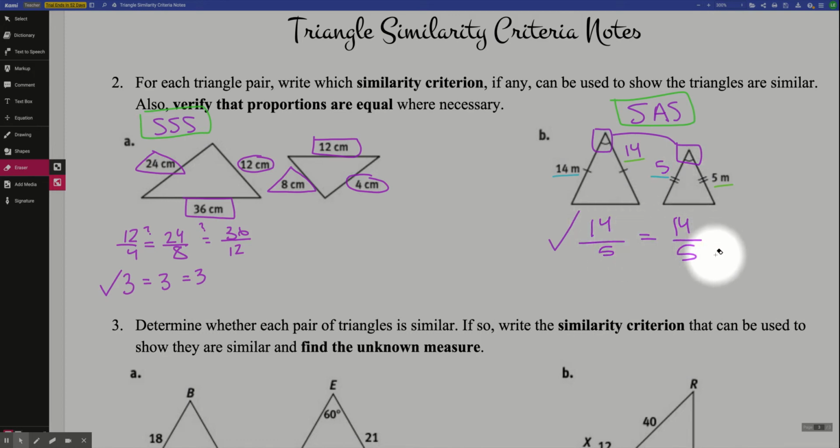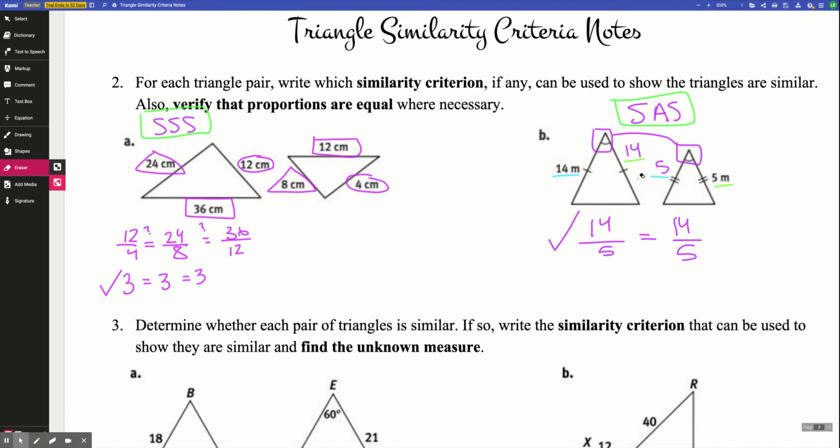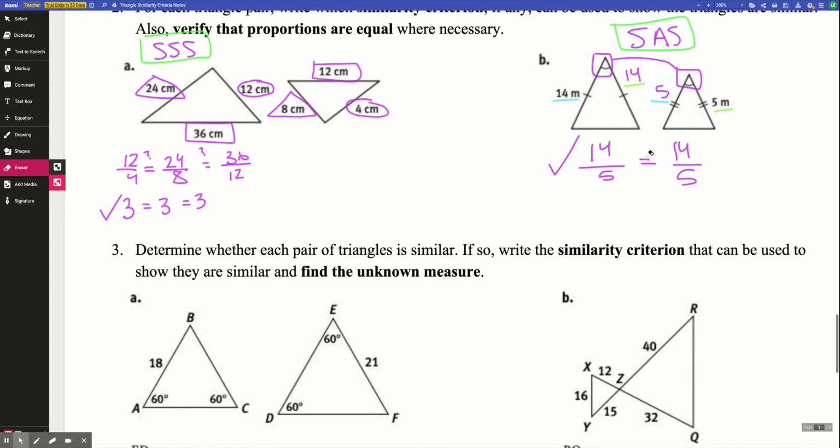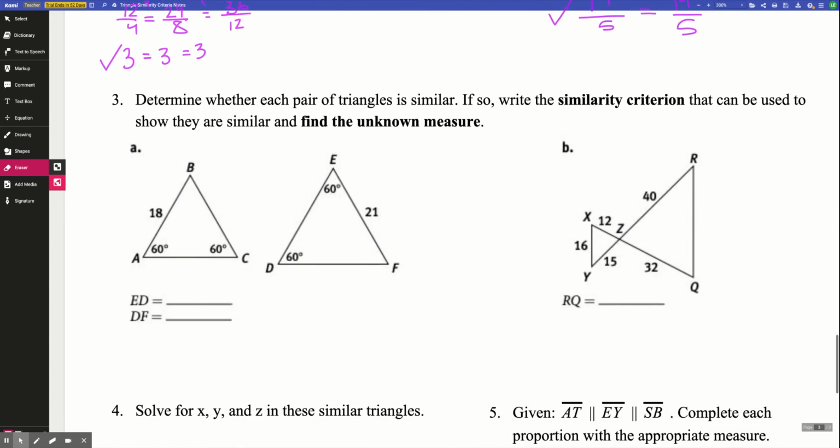So I end up writing the same fraction for both sets of corresponding sides, right? The one in blue is 14 over 5, and the one marked in green there is also 14 over 5. So those are equal. So you have SAS congruence here, or similarity here.